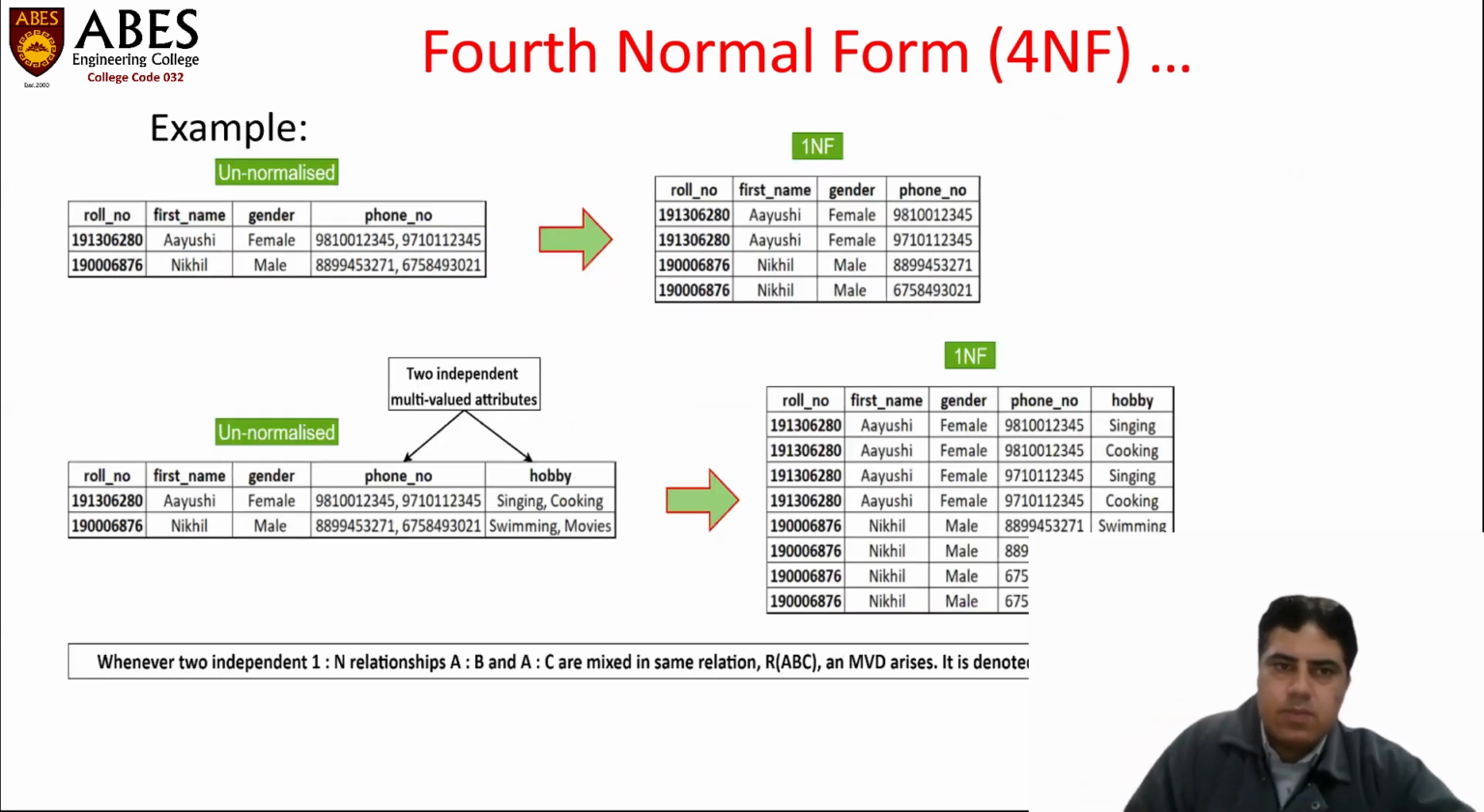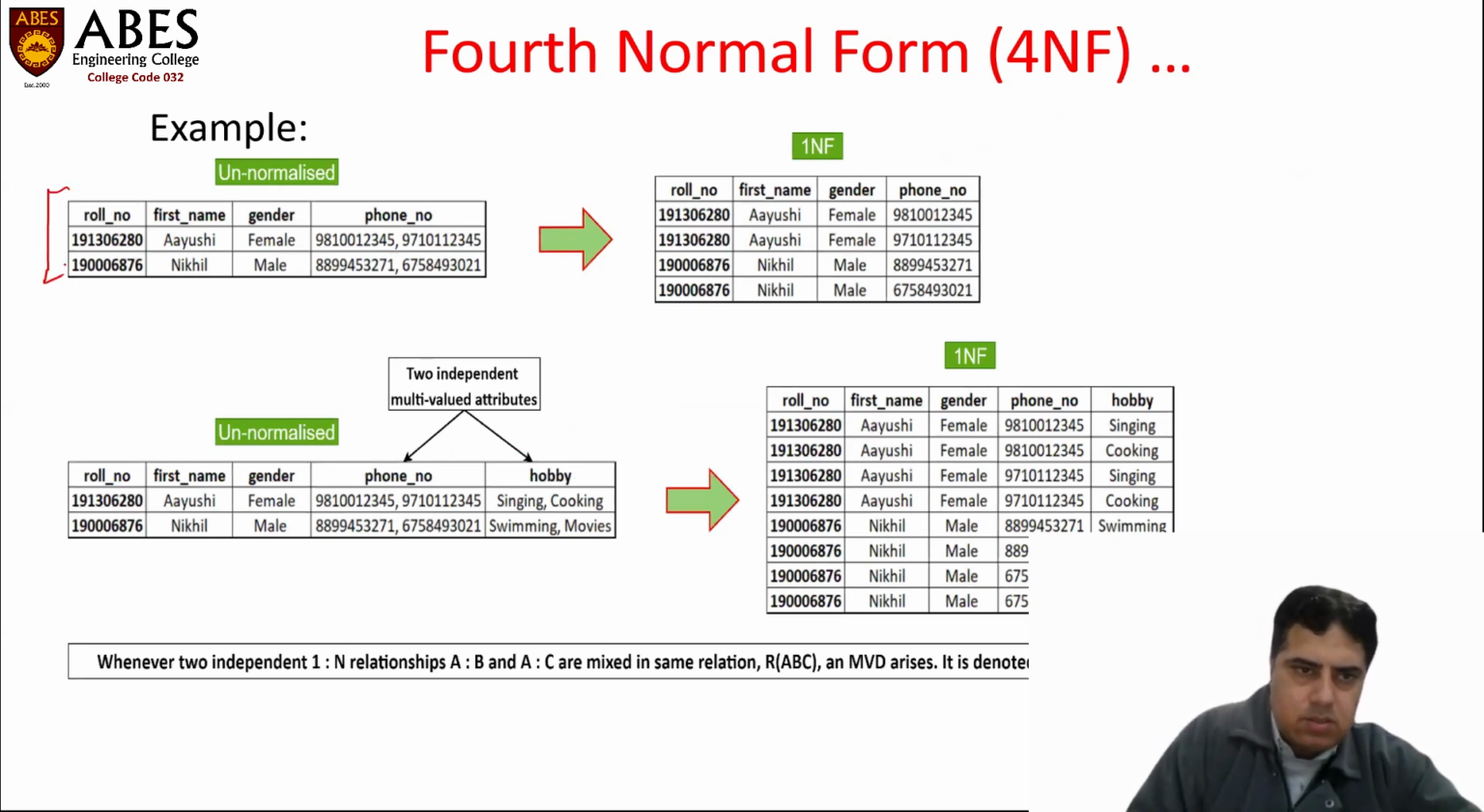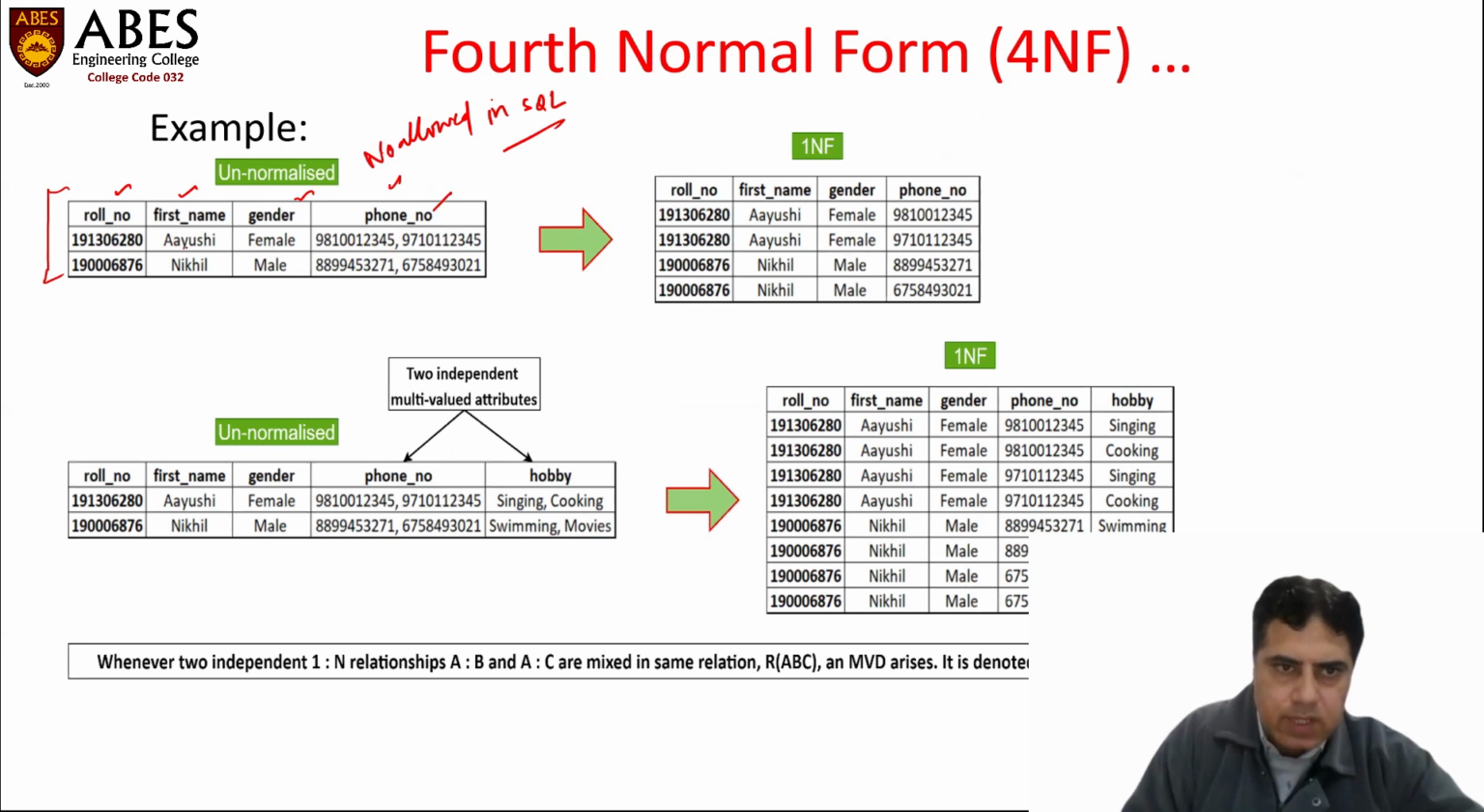Let us understand this concept with an example. This is an unnormalized table. This is a student table. Here the attributes are roll number, name, gender, and phone number. Phone number is a multi-valued attribute. This representation is not allowed in SQL. We cannot create this table like this. So we can convert this table into 1NF like this. Against the single roll number, we have a single phone number, and against the same roll number, we have a second phone number.